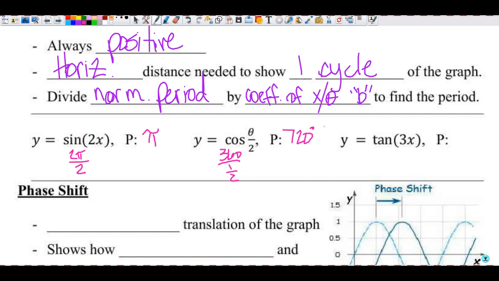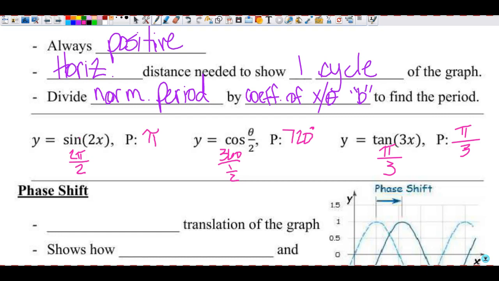And then here, tangent. Now our normal period for tangent, and x means we're using radians, is just pi, not 2 pi. We divide it by the 3, so our period is pi thirds. Pi thirds. There we go.